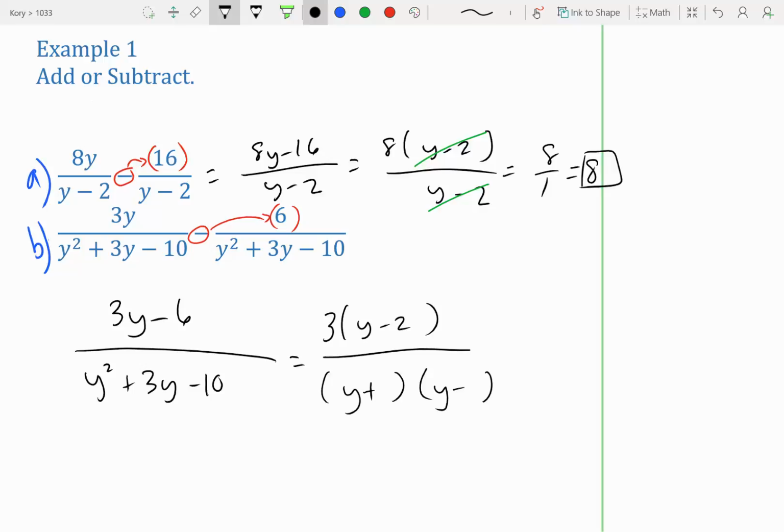So 5 and 2. A lot of the times, if you can factor it out, most of the time you're going to get two of them that are matching. Just like here. Most of the time you're going to get two that are matching when you factor, so that's actually going to help you factor it out. Now we can go ahead and cross some things out. So we cross out the y minus 2, and we're left with 3 over y plus 5.